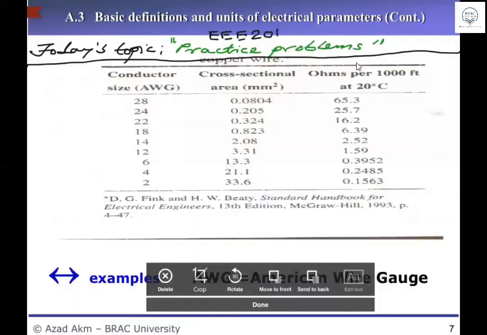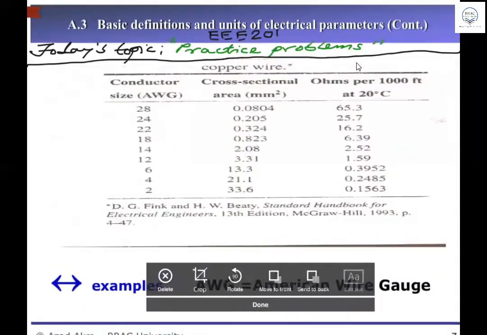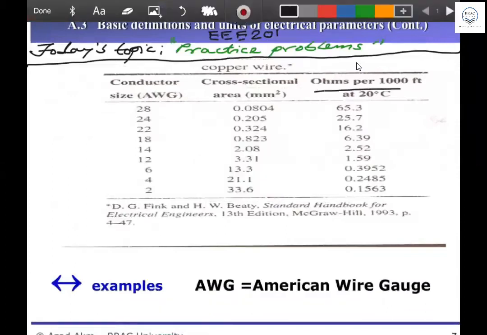If you see the screen, you can see here that this is the ohm per 1,000 feet at NTP, or 20 degrees Celsius. It is made standard. So this is 16.2 ohm per 1,000 feet of wire. This is the resistance standard.